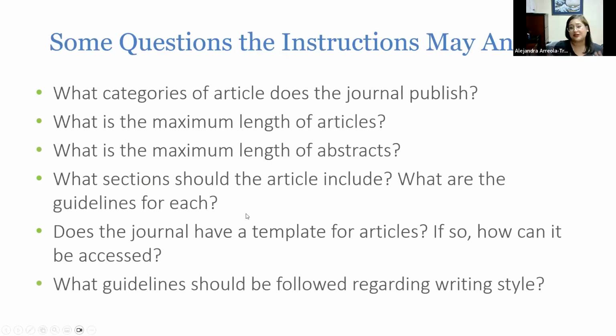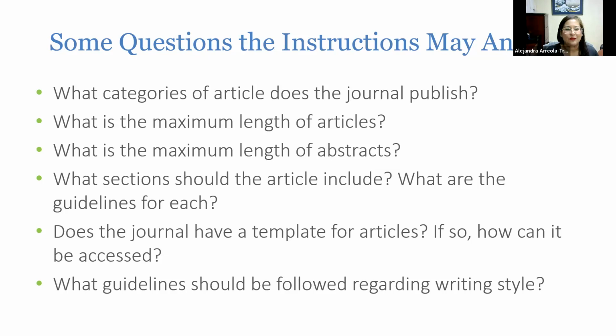Now, what kind of questions can be answered by reading the instructions? What categories of article does the journal publish? That means, do they publish reviews, systematic reviews, short reviews, short communications, letters to the editor, original papers, etc. You can find what is the maximum length of the article, because when you read this and you write your paper with that word limit in mind, that's always easier than going back and slashing half of the paper so you can meet the word limit.